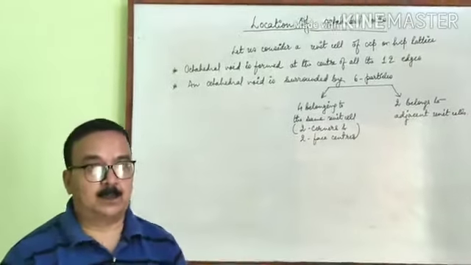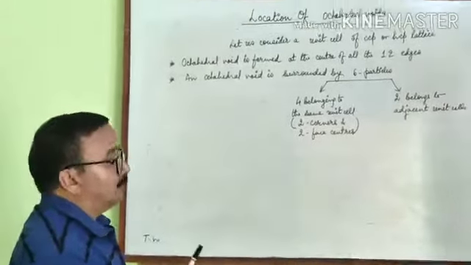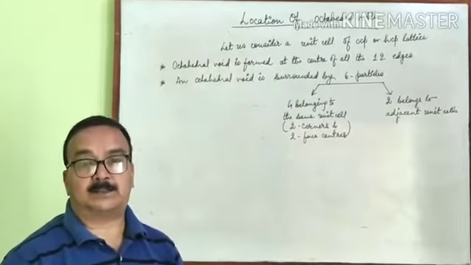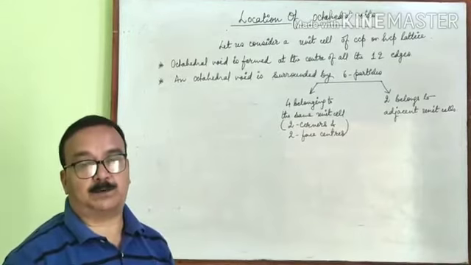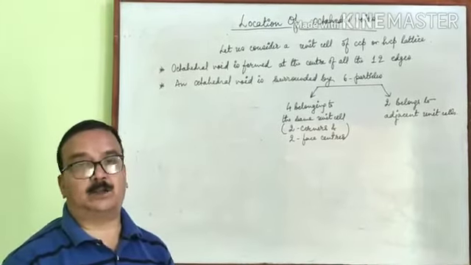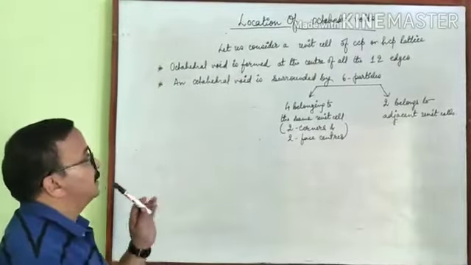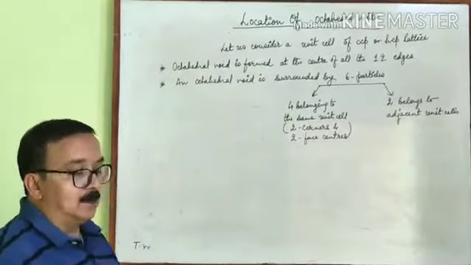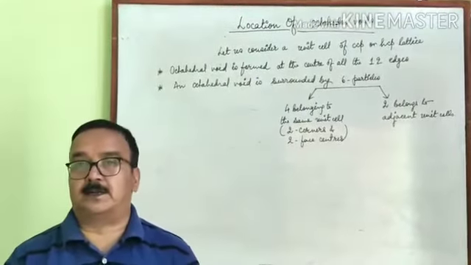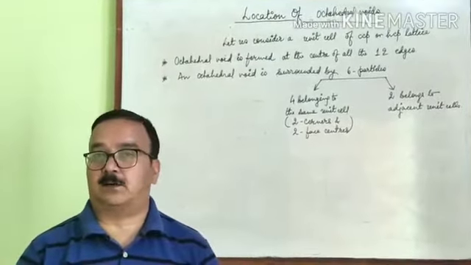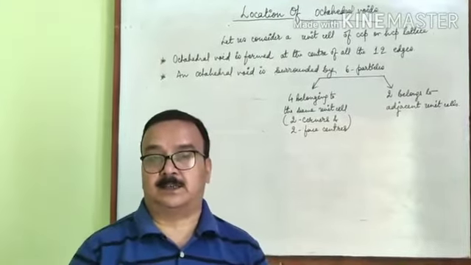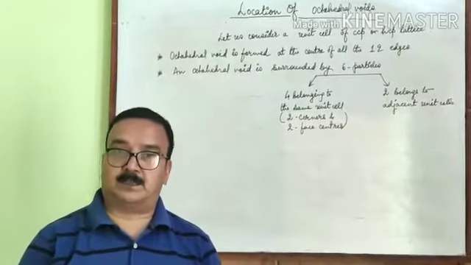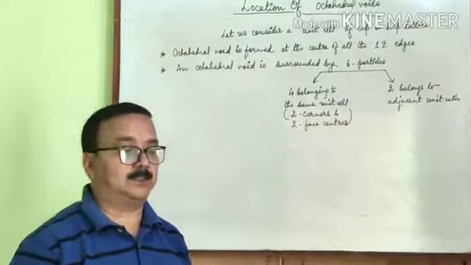Octahedral voids. Now octahedral voids, in this case it is surrounded by 6 spheres, that is constituent particles, which may be atoms, molecules or ions. Now let us consider a unit cell of CCP or HCP lattice. Remember here that an octahedral void is formed at the center of all the 12 edges. In a cube there are 12 edges, and an octahedral void is formed at the center of all the 12 edges.